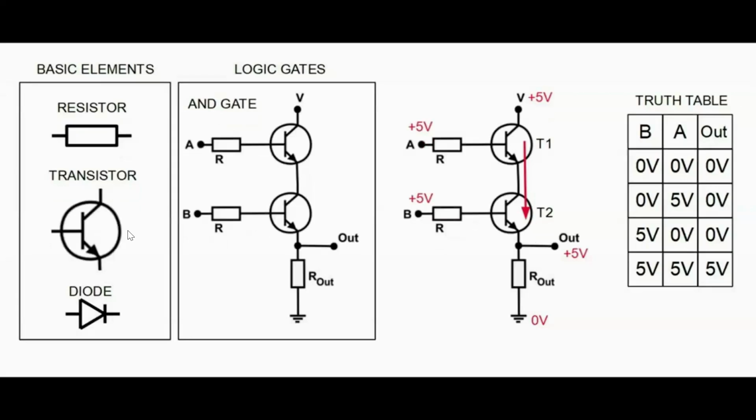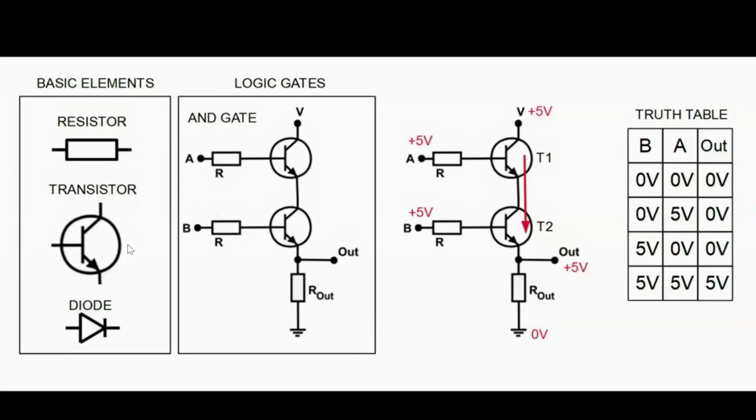Replacing the 0 volts with zeros and plus 5 volts with ones, we get something called the truth table. And this is where digital electronics starts. In digital electronics, there are only high and low logic levels, and those are the zeros and ones that you can see in this table.